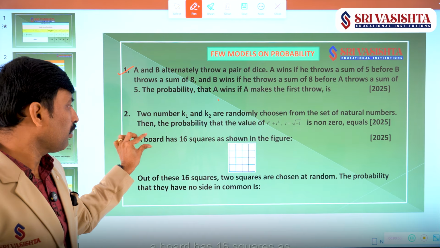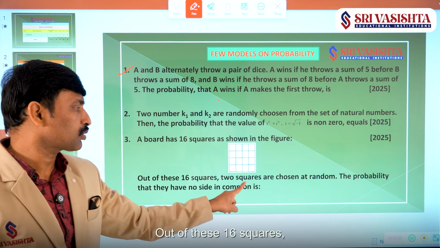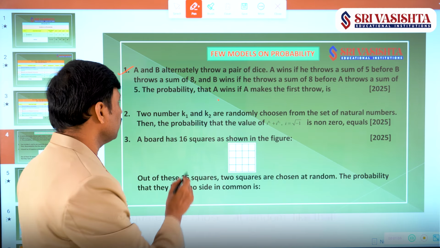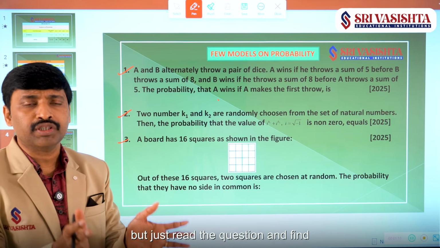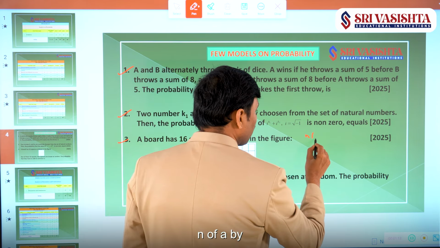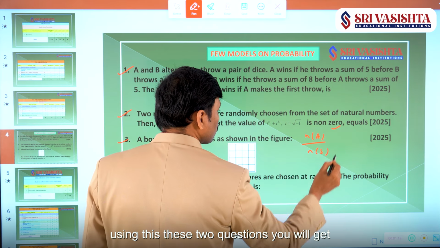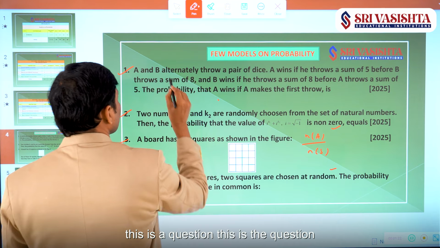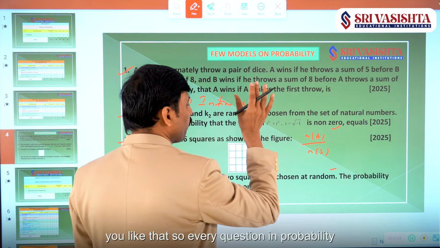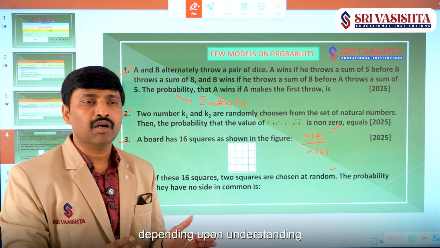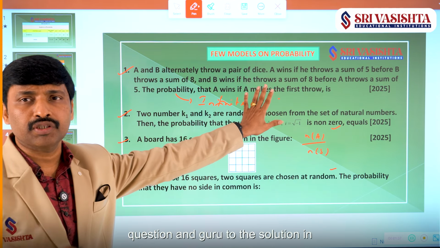Like that, a board has 16 squares as shown in the figure. Out of these 16 squares, 2 squares are chosen at random. All these questions depend on the question only. Just read the question and find n(A) by n(S). One of these is based on an infinite series. So every question in probability depends on understanding the question. Just understand the question and go through the solution.